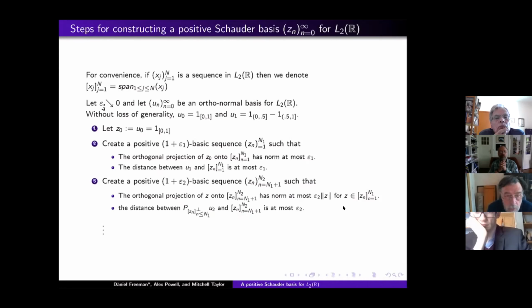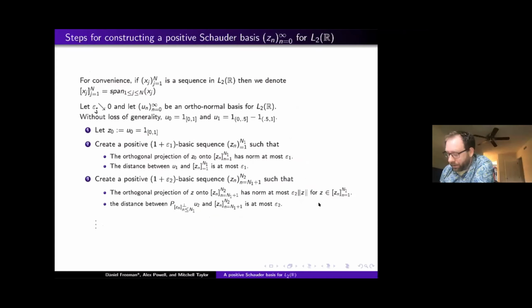And I just wanted to point out the reason why we can't use this to build a basis for L_p for p not equal to 2 is this step 3 right here. In step 3, we're doing an orthogonal projection, which doesn't exist in L_p for p not equal to 2. And so this step 3 is what fails for p not equal to 2.